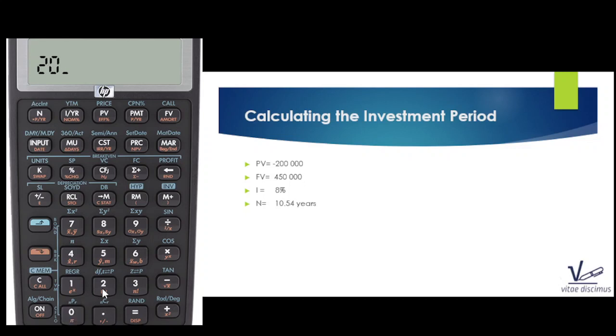Here we punch in the 200,000 as a negative, then PV, then 450,000 as a positive FV, then I of 8%, then we compute the N. So it means it will take Marco 10.54 years for the investment to grow from 200,000 to 450,000.